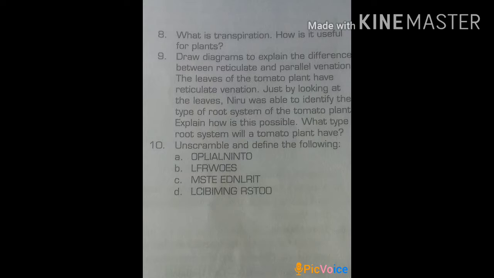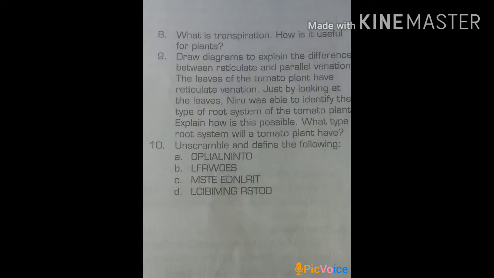Today we will discuss in biology subject chapter 9 exercise question answer. Already we have discussed till the 8th question of short answer questions. Now today we will discuss the 9th question. Look at the question given in your exercise book. Draw diagram to explain the differences between reticulate and parallel venation.